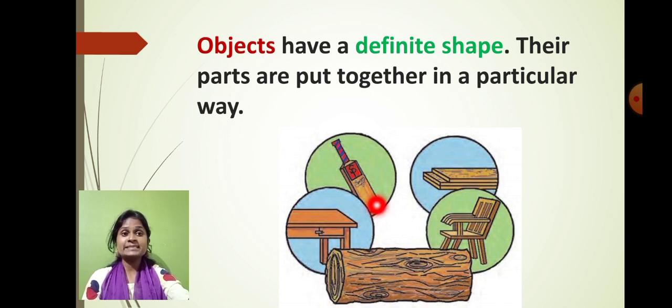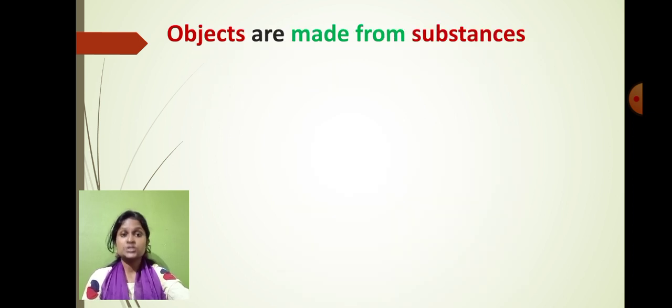As I told you, there are many objects which are made out of wood. Okay, so wood is the substance. By using wood, we have made a bat, we have made a chair, and again we have made a table. So all these are examples of objects. Okay, so when substances are put in a particular order, they give rise to objects. Are you getting my point? So can I say that objects are made from substances?